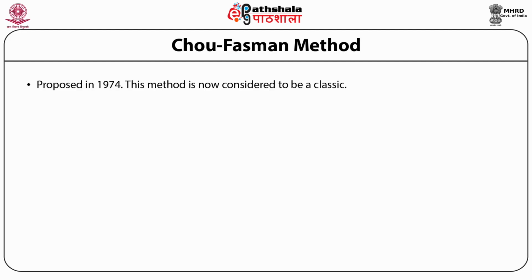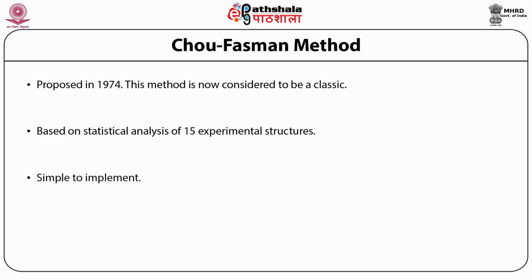What Chou and Fasman did is that they took 15 proteins, not a very large number, with known experimental structures. From there, they defined certain rules of secondary structures, which they then applied to unknown sequences. This method is extremely simple to implement, and it would be good practice for a student to write the basic computer program for the Chou-Fasman algorithm as a do-it-yourself secondary structure prediction method.